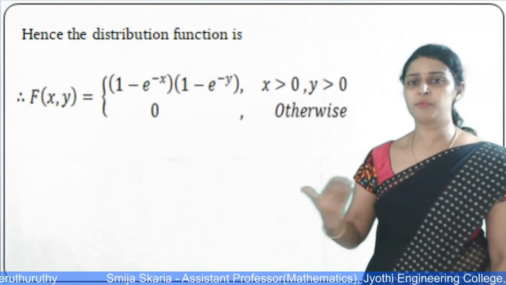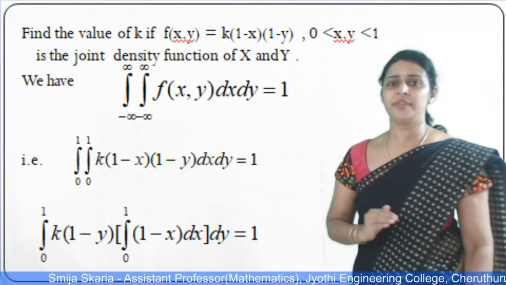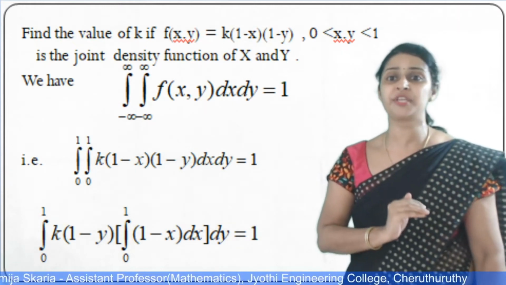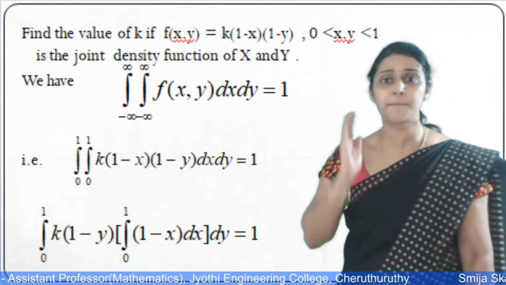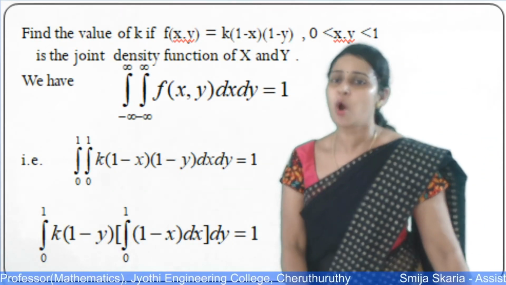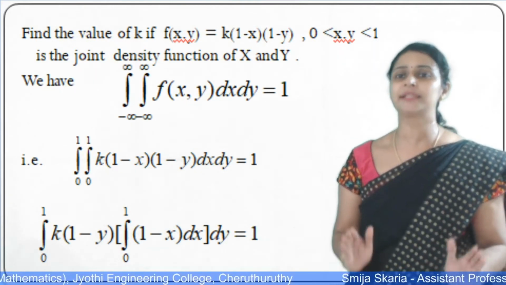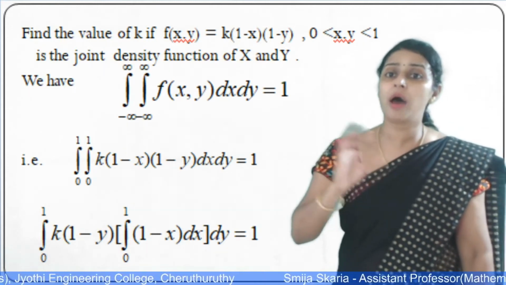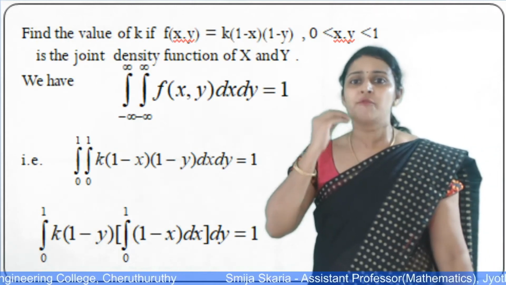Okay, now we move on to the next question. In this question we have to find the value of k, and we are given the probability distribution function f of x, y equal to k into (1 minus x) into (1 minus y), for 0 less than x, y less than 1. That is, the limits of x and y are in the interval 0 to 1. And we have to find the value of k.